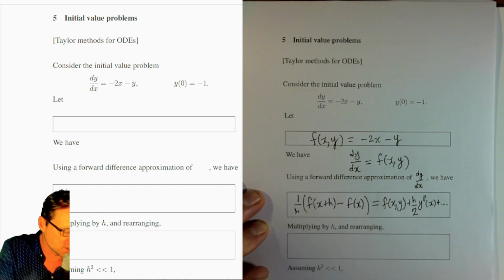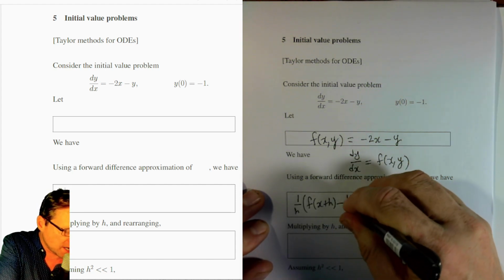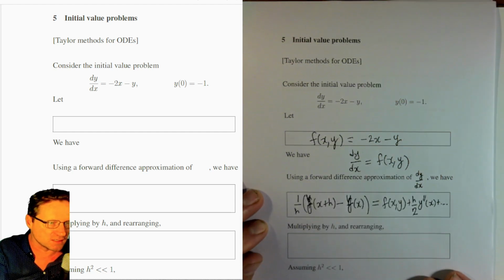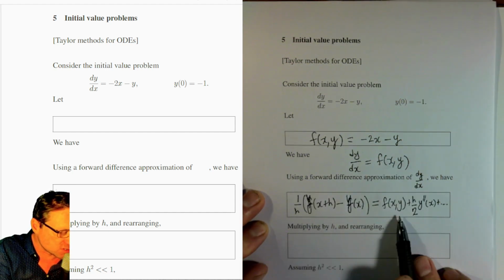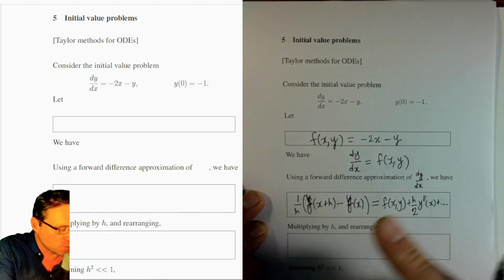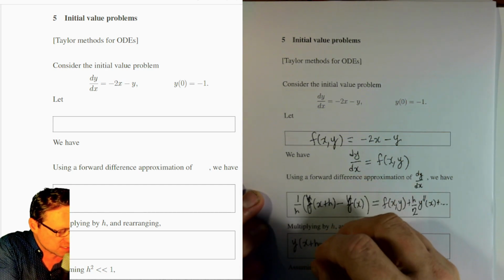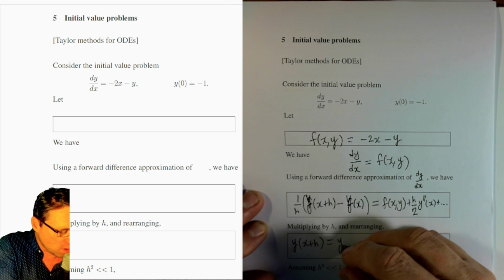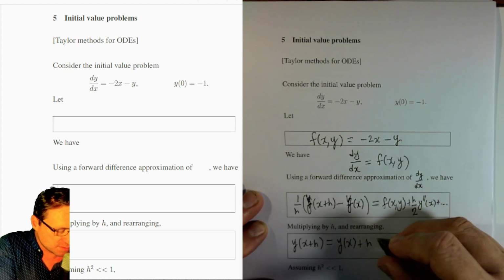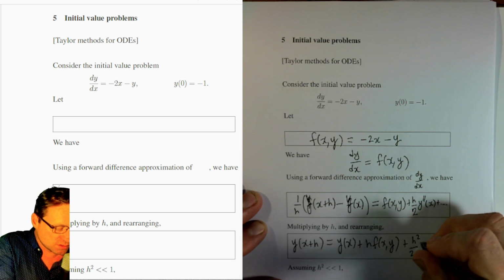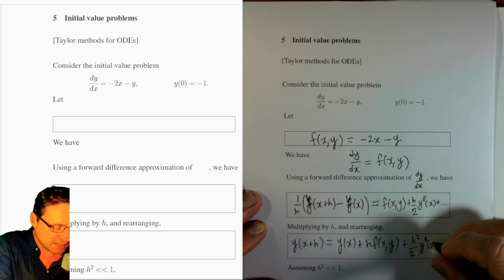We should just call this y(x), and this we'll call y(x+h). Okay, and so let's multiply throughout by h and then add y(x) to both sides. And so we have y(x+h) equals y(x) plus h times f(x, y) plus h squared/2 y''(x), and so on.